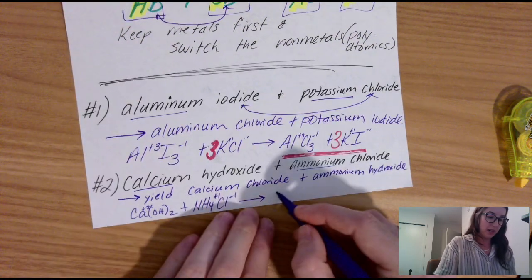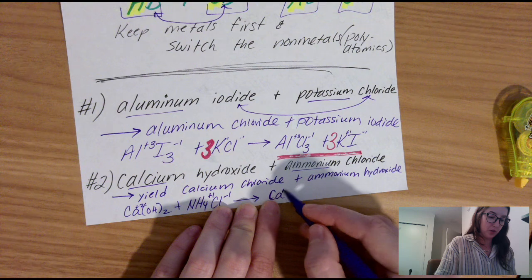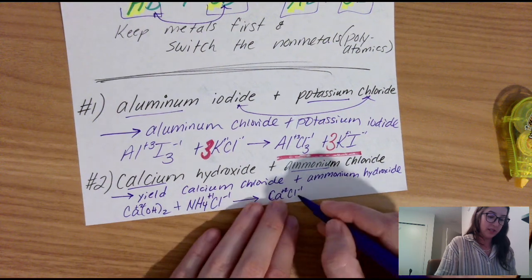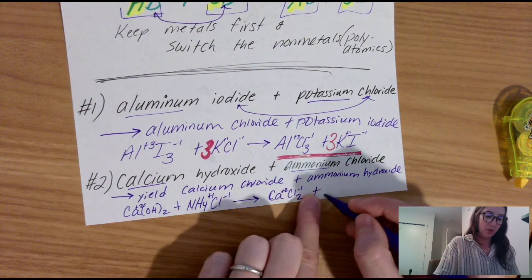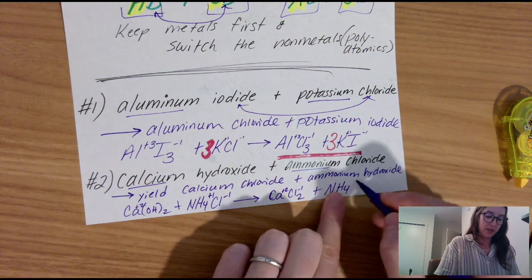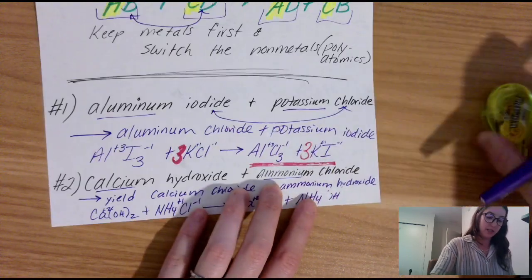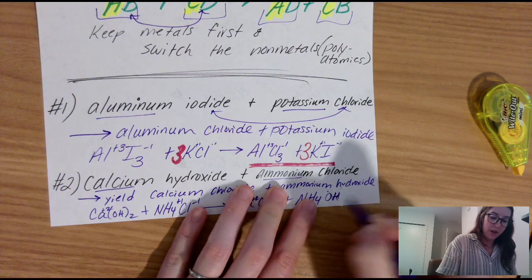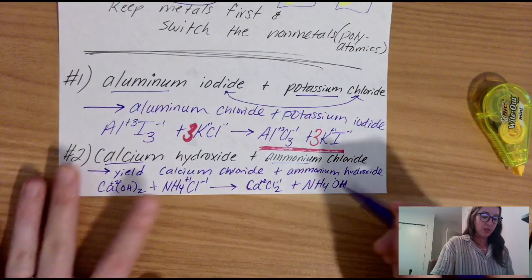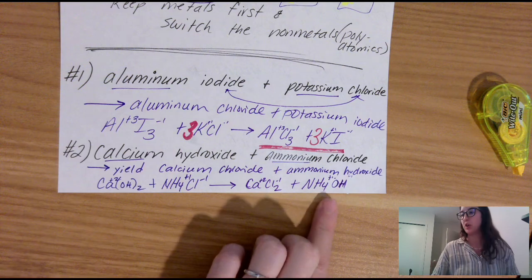Produces calcium chloride. Ca is a +2 charge, chloride is a -1, CaCl2. And ammonium, as we said, +1, hydroxide. Oh, I don't need the parentheses around hydroxide because when you only have one of it, you don't need parentheses, okay? Because this is a +1 and a -1 charge.